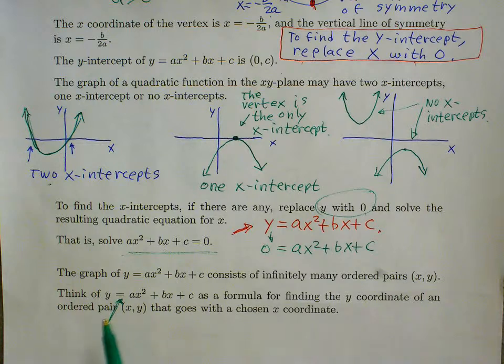Okay, so if you have a calculator to help you with the computations, well, there's really no excuse for not being able to graph a quadratic function. If you pick enough ordered pairs and plot them in the XY plane, then you can connect the dots to see what the graph looks like.